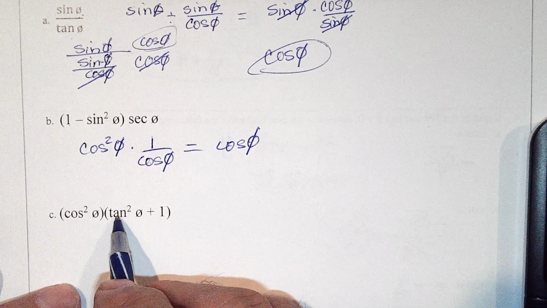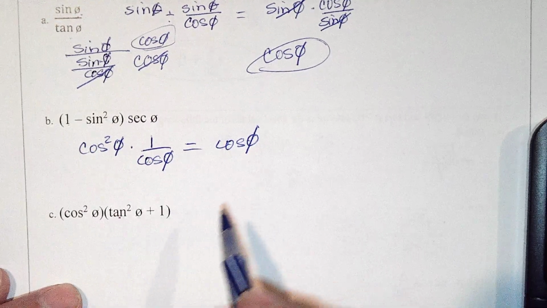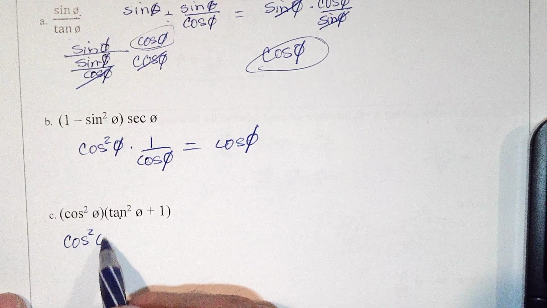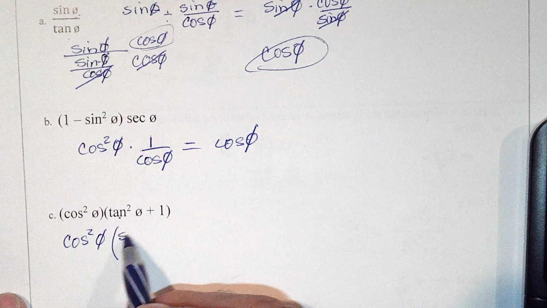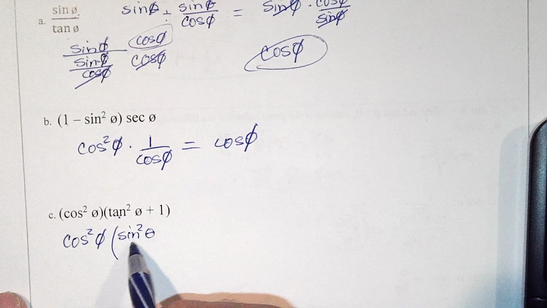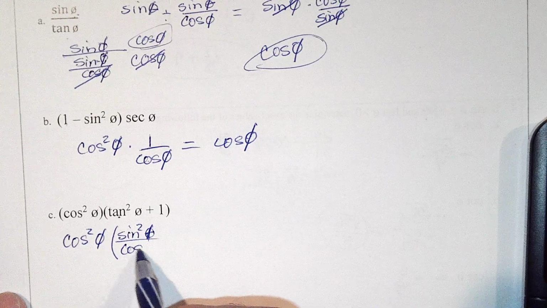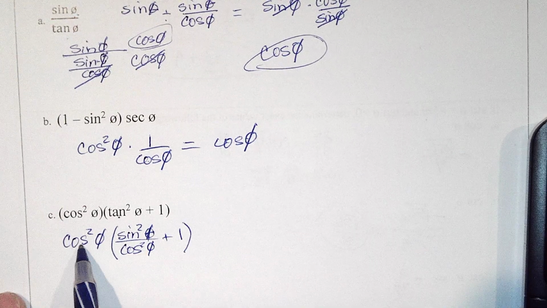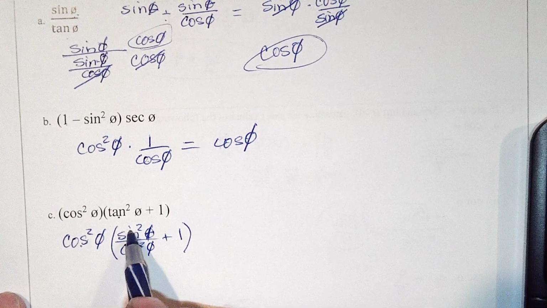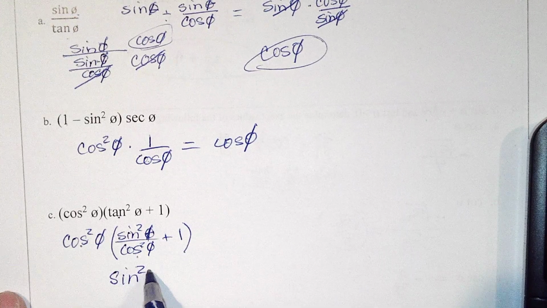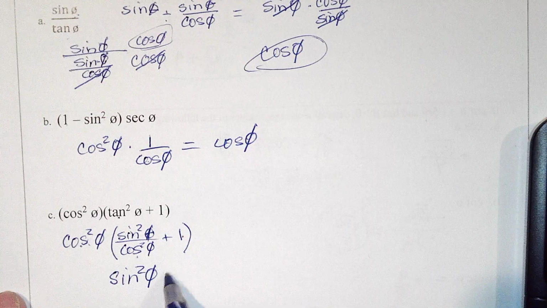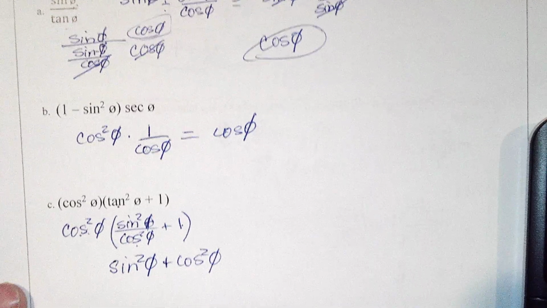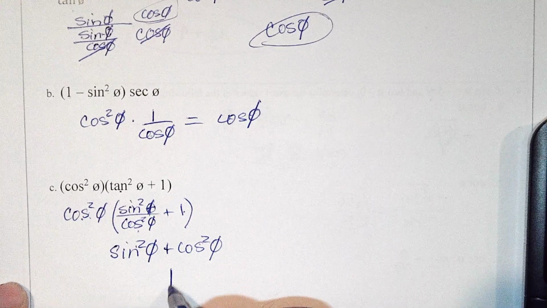And see, this one, there's several ways to do this one. I'll do it this way, and then I'll talk about another one. So if I take cosine squared times this, the cosine squareds would cancel, and I get sine squared phi. Cosine squared times 1 is cosine squared phi, and sine squared plus cosine squared is 1.